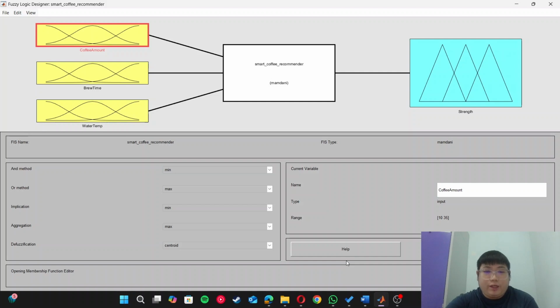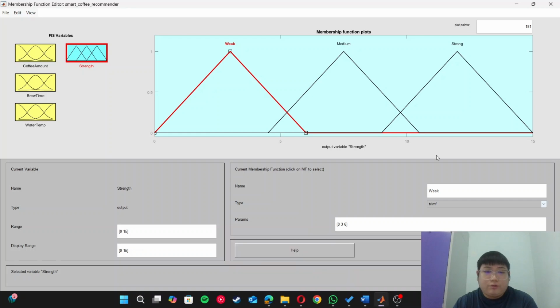For each input variable, we are using three triangular membership functions as shown now. For example, our coffee amount is divided into three groups, which are low, medium, and high, and it ranges from 10 to 35 grams. Next is our brew time. Our brew time is divided into short, medium, and long, and the range is from 5 to 15 seconds.